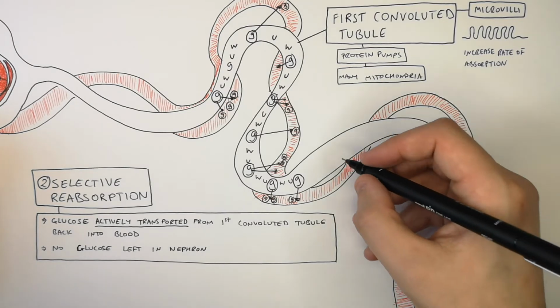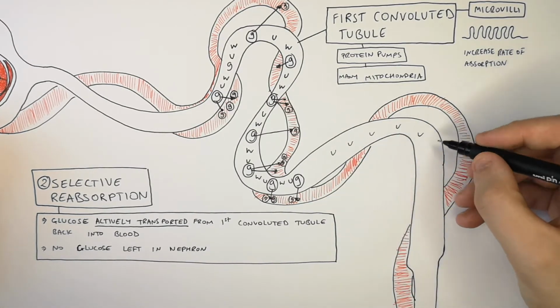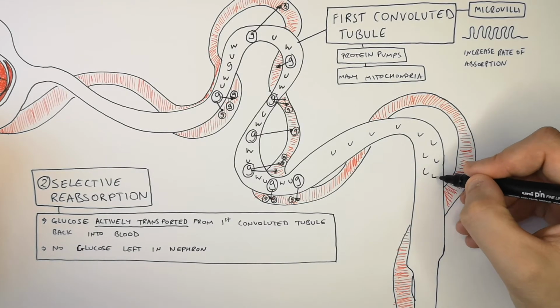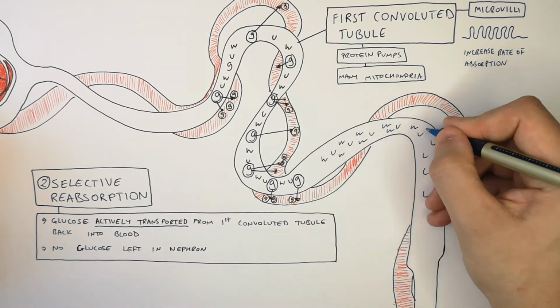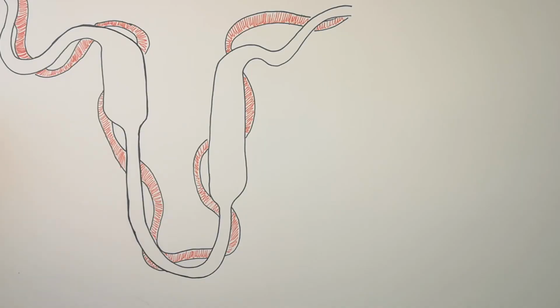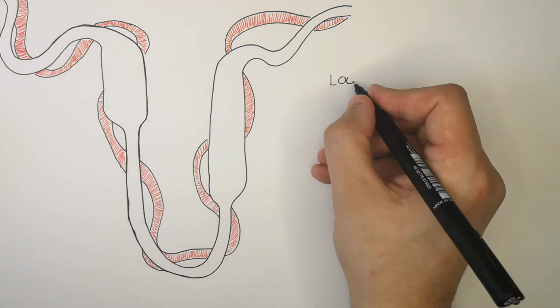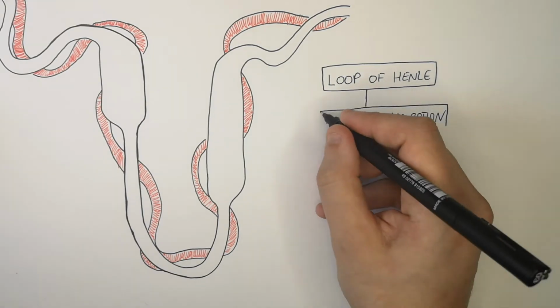The filtrate leaving the first convoluted tubule into the loop of Henle should contain no glucose, as all the glucose should have been actively transported out of the first convoluted tubule. All that should be left is water and urea. Now that the glucose has been reabsorbed back out of the nephron into the blood, water needs to be reabsorbed out of the nephron and back into the blood. This happens in the loop of Henle. It is the loop of Henle where water is reabsorbed.